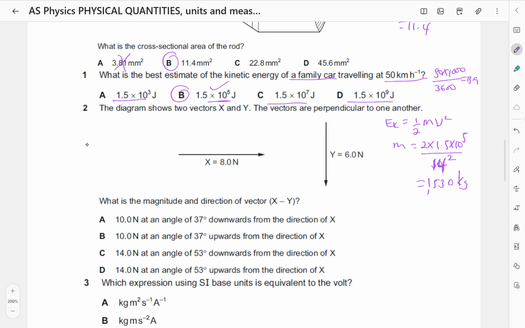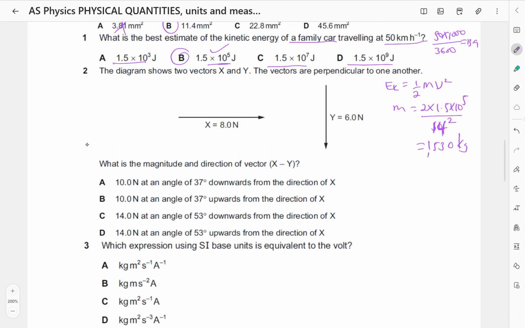The diagram shows two vectors x and y. The vectors are perpendicular to one another. What is the magnitude and direction of vector x minus y? So I'm having x, and I'm going to say minus y. That means I'll reverse y to point vertically upwards. So minus y vertically upwards. So these are forming an anti-clockwise loop. So the resultant must be the other way around. It will be clockwise.